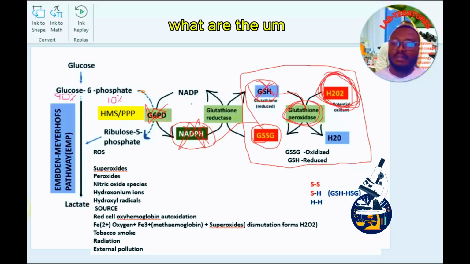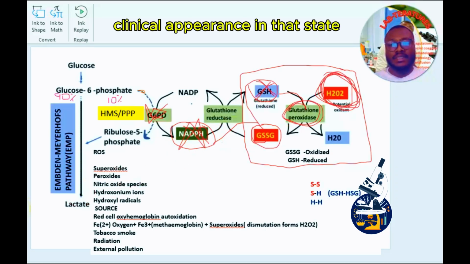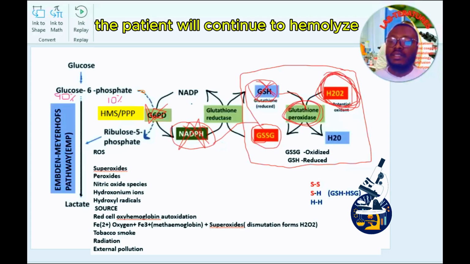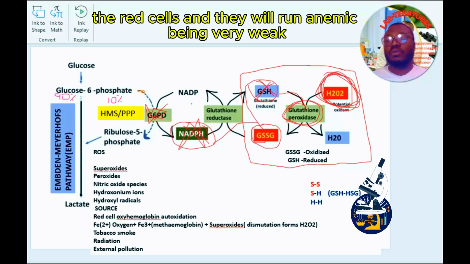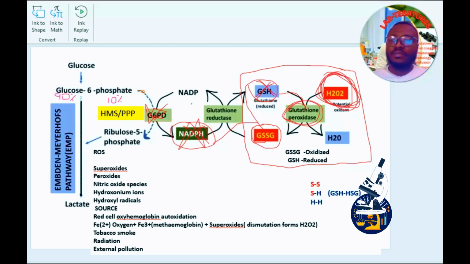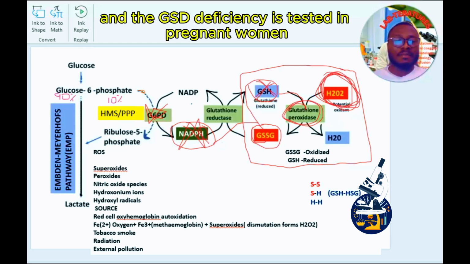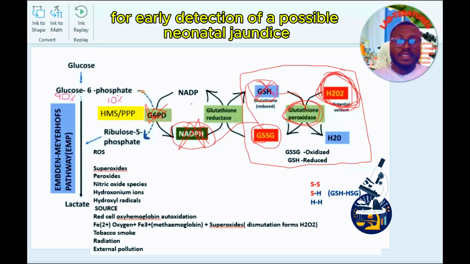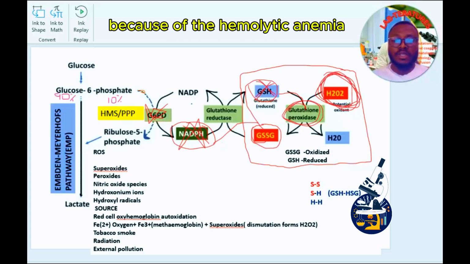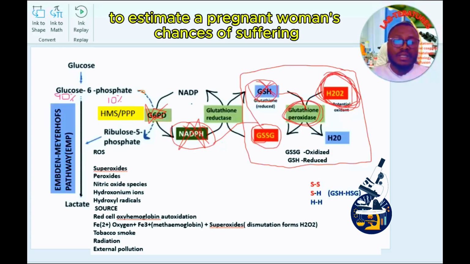What are the clinical appearances? In that state, the patient will continue to hemolyze the red cells, and they will run anemic, being very weak. And G6PD deficiency is tested in pregnant women for early detection of possible neonatal jaundice because of the hemolytic anemia, to estimate a pregnant woman's chances of suffering preeclampsia.